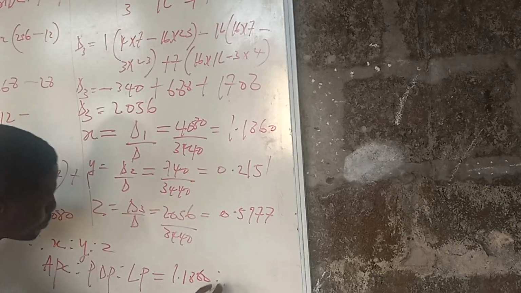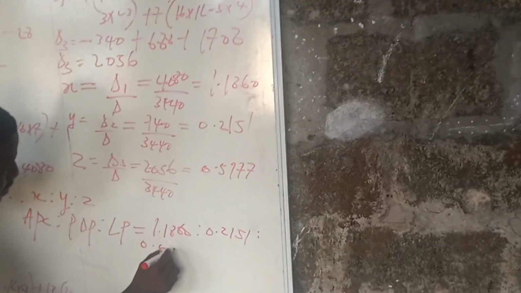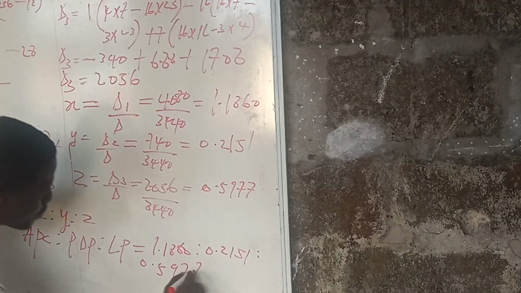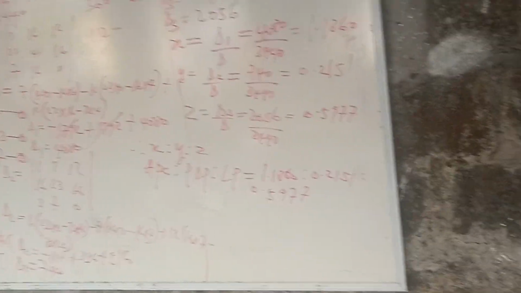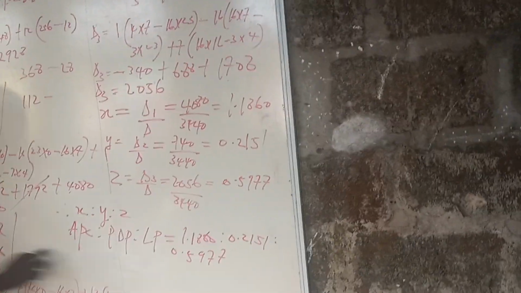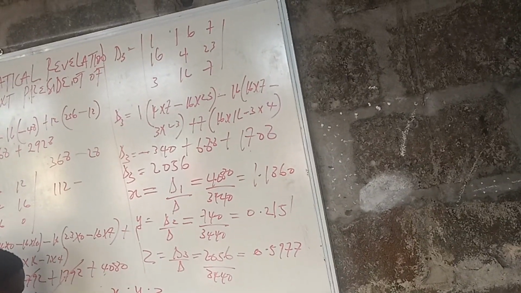1.1860 ratio what? 0.2151 ratio what? 0.5977. So we're going to get what is called the ratio fraction, a fraction of each of them. In the course of the election, what is the fraction for APC? APC fraction.